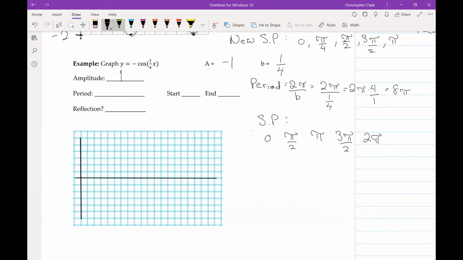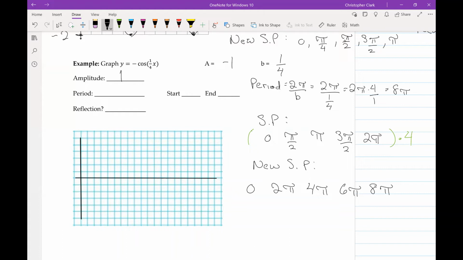Now we're going to take all these and we're going to multiply them by 4, because that's what we did to the period. So our new special points are 0, 2 pi, 4 pi, 6 pi, and 8 pi. Right? Yeah, 0 times 4 is 0, pi over 2 times 4 is 4 pi over 2, which is 2 pi, then 4 pi, 12 pi over 2 is 6 pi, perfect, and then 2 pi times 4 is 8 pi, we got it.